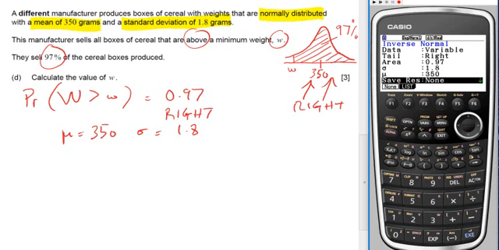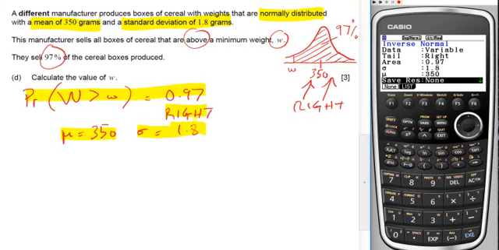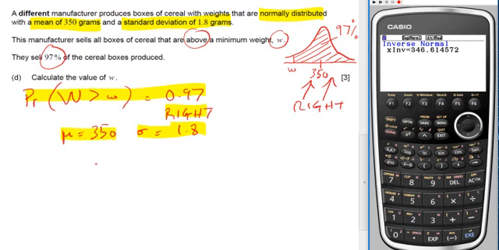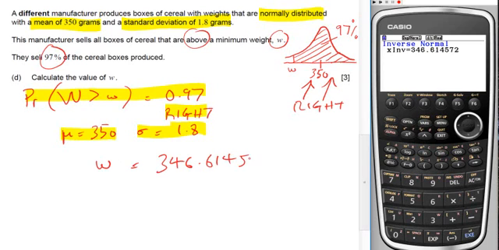Having put that information in, and notice, done yourself a favor, tell the examiner what you're trying to do. Help them give you a mark. Once you've done that, you can press execute, and you get that the figure for W is equal to 346.614572. And I think rounded sensibly, that would be 346.6, or you could round it to 3 significant figures. And that's it. You need to get better at using the GDC.